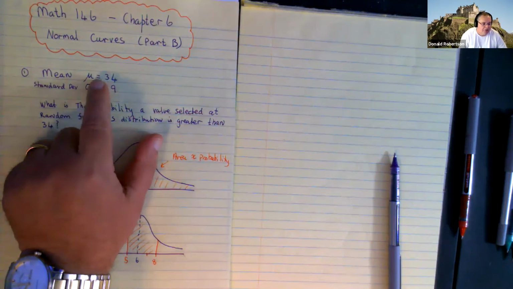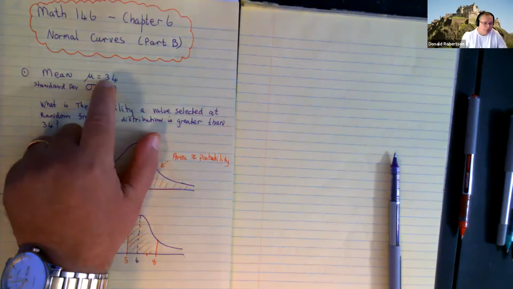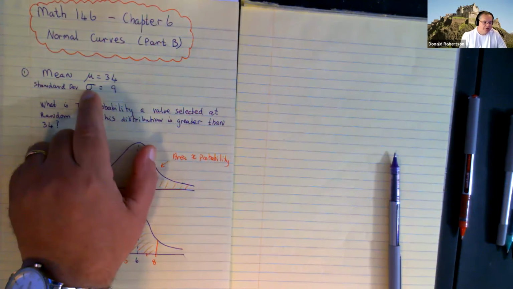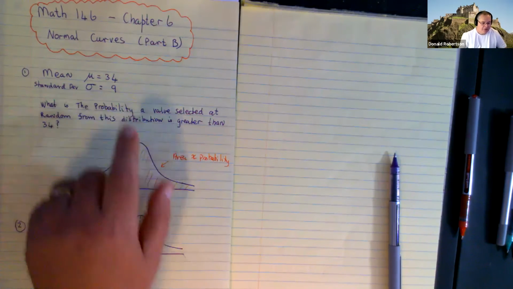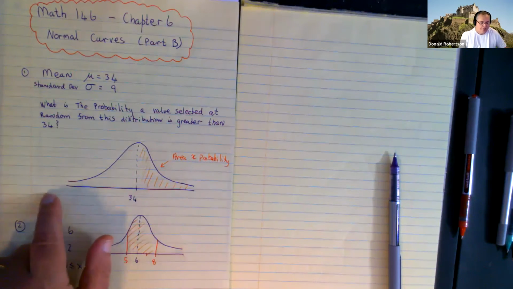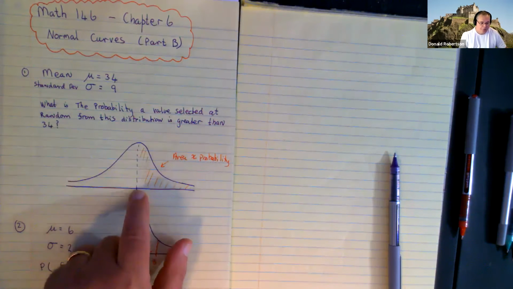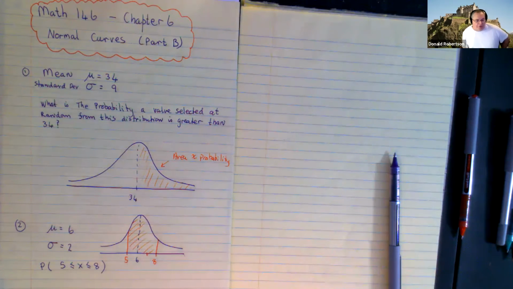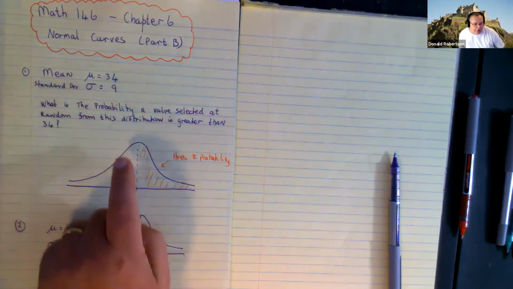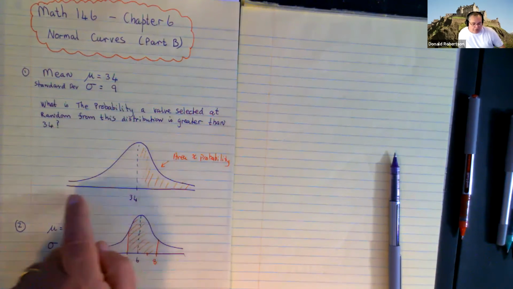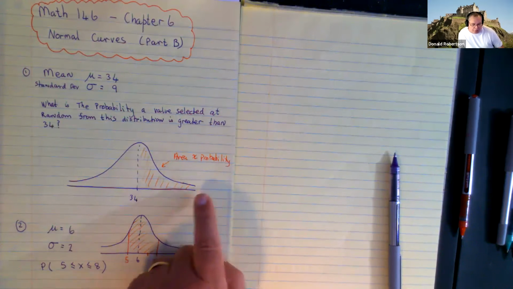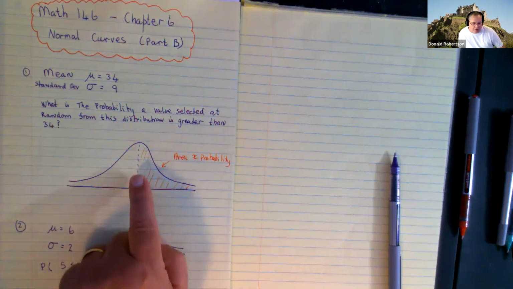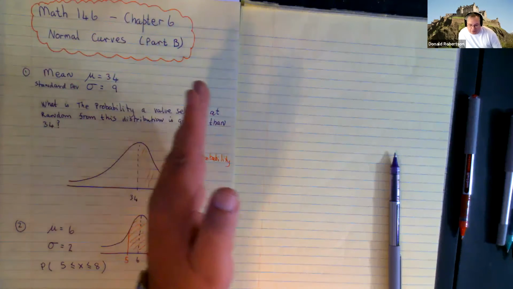So in the first story, the mean of this population is 34. Mu is 34. The standard deviation sigma is 9. And so if you wanted to draw what that thing would look like, basically 34 right in the center. And then the questions are phrased, at least a lot of them, in terms of the word probability. So they say, what's the probability that a value selected at random from this distribution will be greater than 34? So if you imagine this as being the distribution, there's the mean right at 34. Greater than 34 is everything to the right.